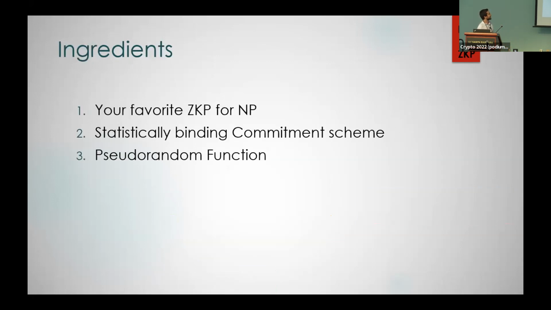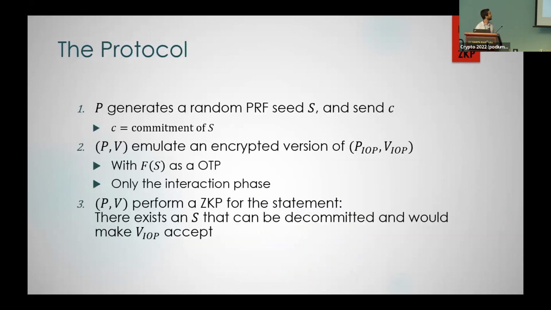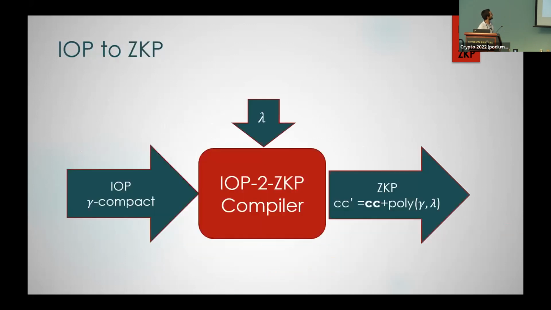So these are basically the ingredients to the proof: just your favorite zero knowledge proof for NP, a statistically binding commitment scheme, and a pseudo-random function, and all of those we can get from one-way functions. And that's the protocol, but I've already talked about that.